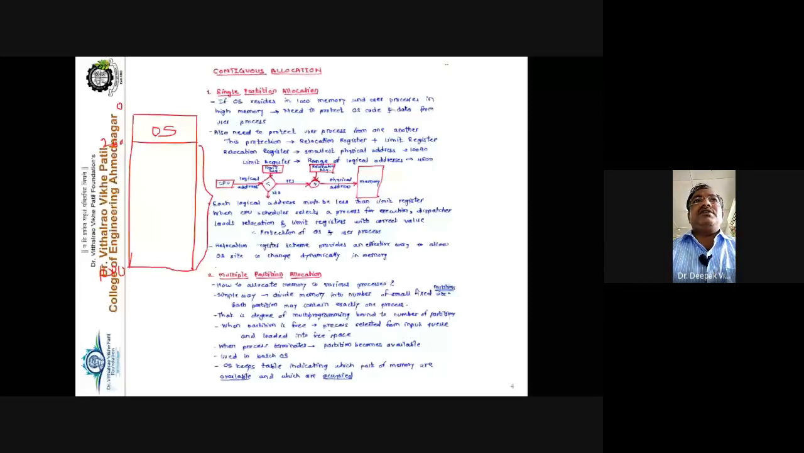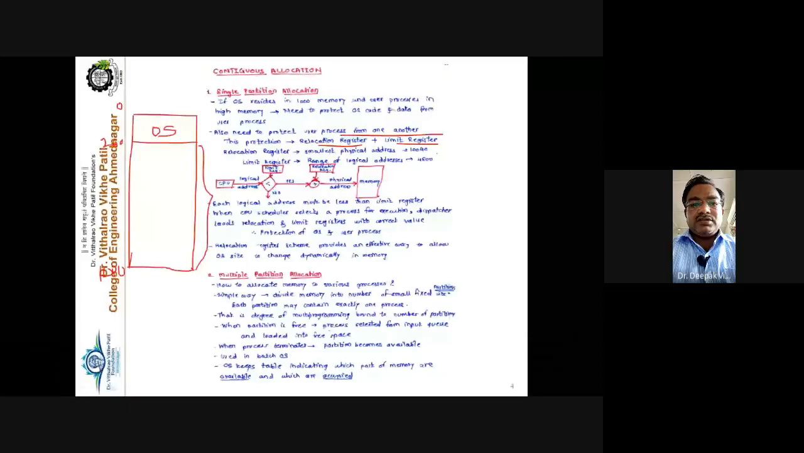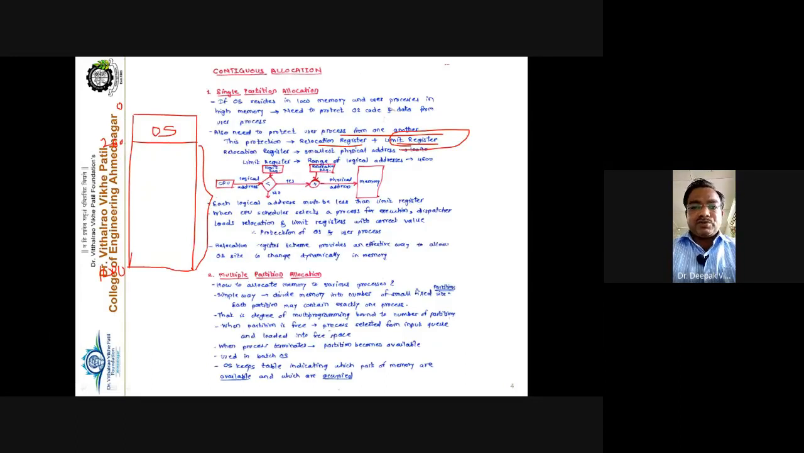We also need to protect a user process from another process, and this protection is achieved with the help of the relocation register and the limit register. Already we have discussed that with the help of the relocation register and the limit register we are achieving protection in the system, meaning that user processes must be kept separated from the system processes. In other words, the system process must be protected and kept separated from the user processes.